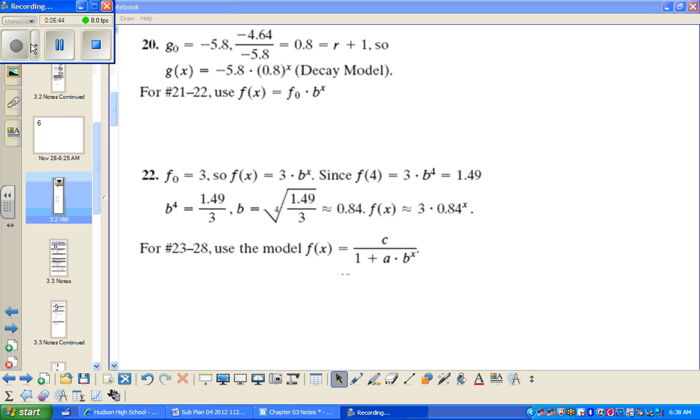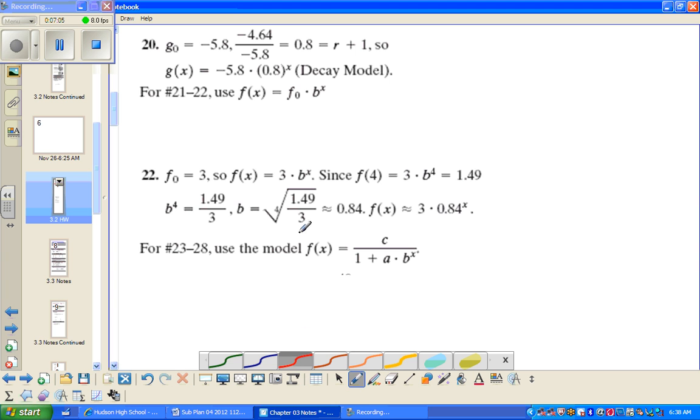Numbers 20 and 22, basically, they're the problems where you're given the initial value and you're given another point and you plug in those points to solve for those equations. So the answers are shown here. It's just like section 3.1 when we did that.